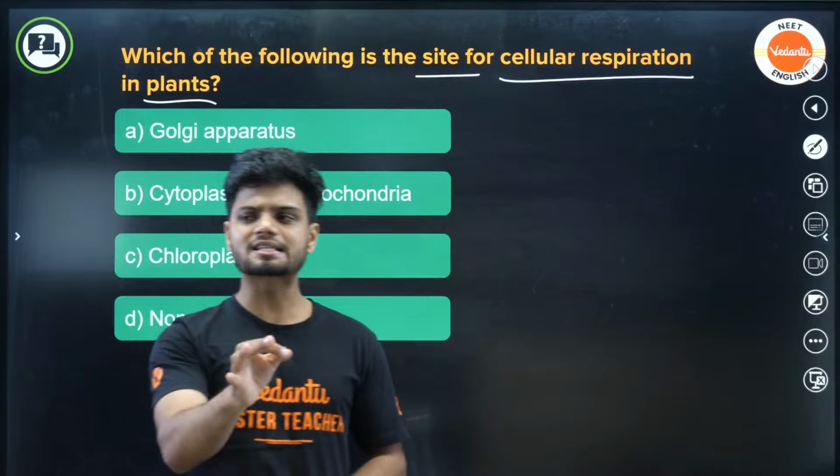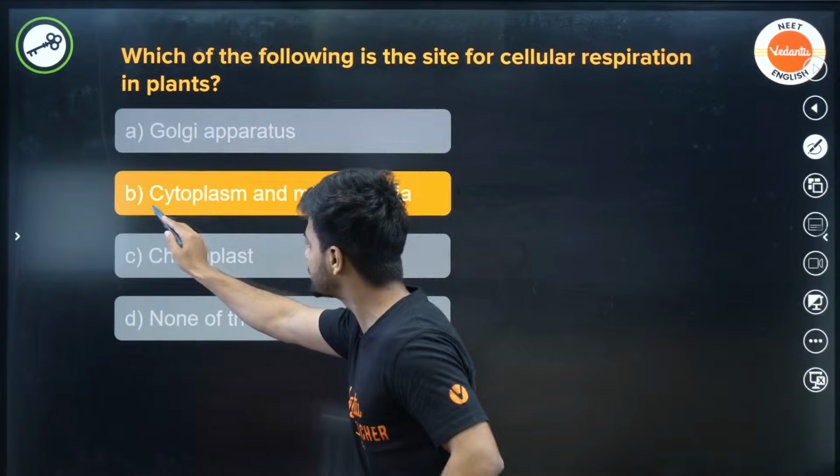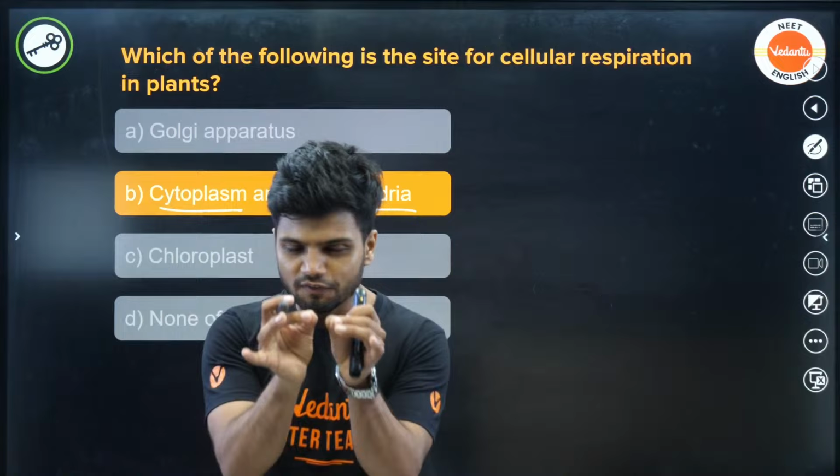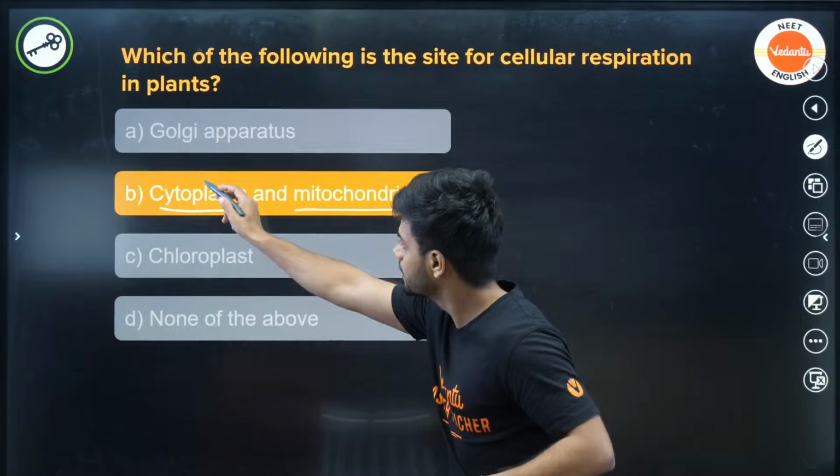The answer is B. We know in the case of plants, respiration can take place both in the cytoplasm as well as the mitochondria, because plants are aerobic in nature. Plants perform aerobic respiration, and as you just learnt, aerobic respiration takes place both in the cytoplasm as well as the mitochondria.